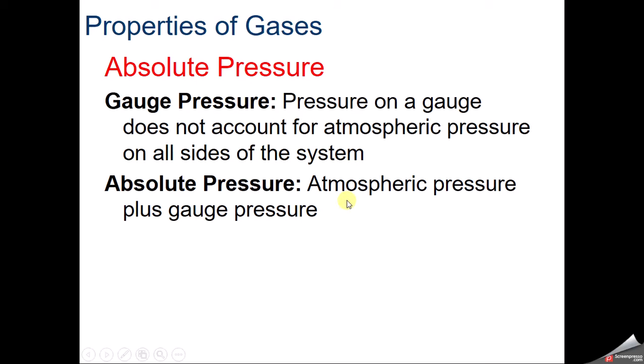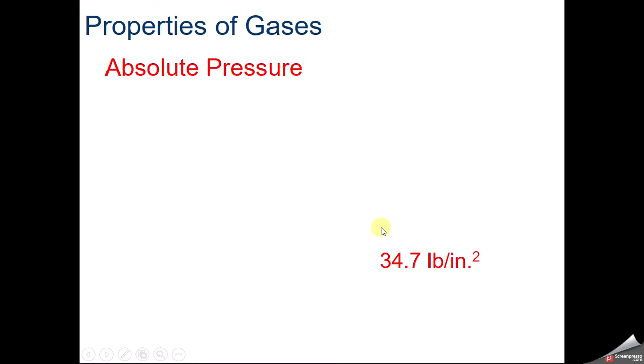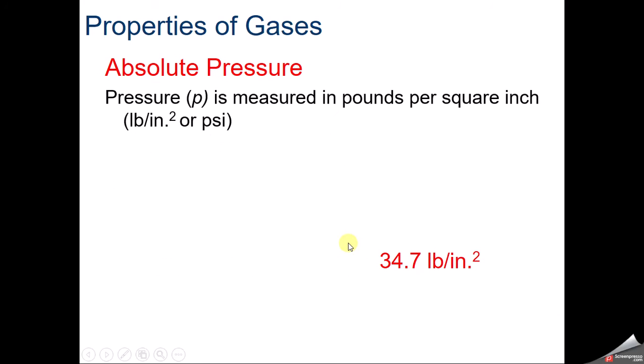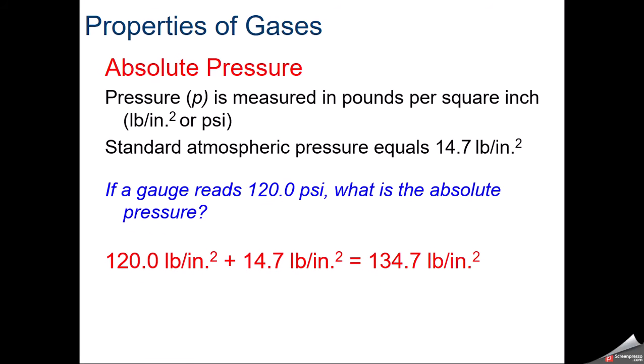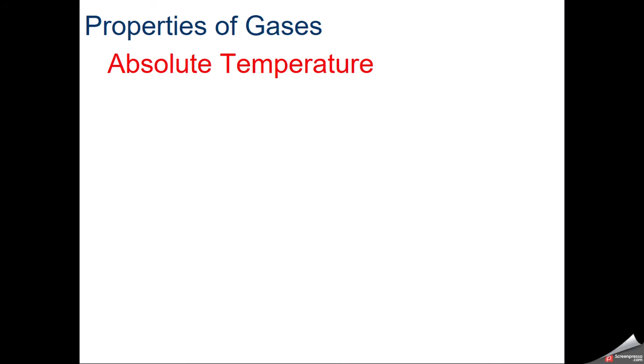To get the absolute pressure, we're going to take gauge pressure plus atmospheric pressure. Pressure is measured in pounds per square inch, or PSI. Standard atmospheric pressure we're going to use for all these problems is 14.7. So if a gauge reads 120 PSI, what's the absolute pressure? We're going to take the 120 PSI plus the 14.7 PSI and get 134.7 PSI.